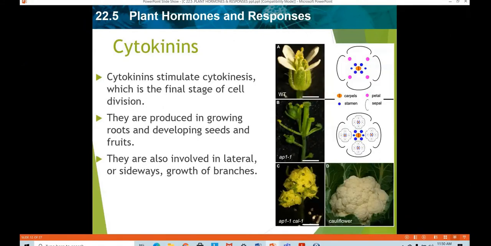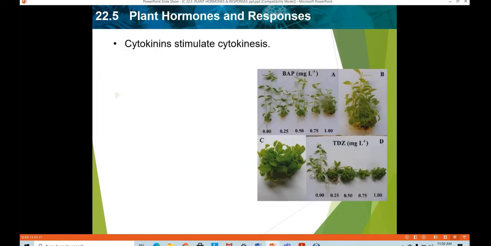Next, we spoke about cytokinins. Cytokinins stimulate cytokinesis, which is the final stage of cell division. They are produced in growing roots and developing seeds and fruits.